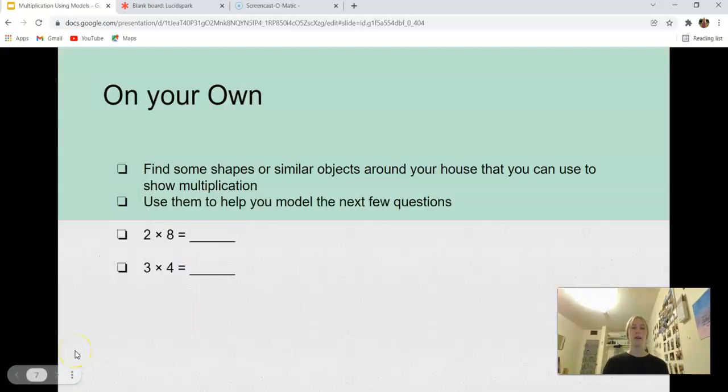Now it's time for you to do some practice on your own. I want you to find some shapes or similar objects around your house that you can use to show multiplication by creating models such as I did in the slides before. And I want you to use your objects to help you model the next few questions. So I want you to do the question 2 times 8 equals blank and 3 times 4 equals blank. Please pause the video now so that way you can answer those questions before I share the answers.